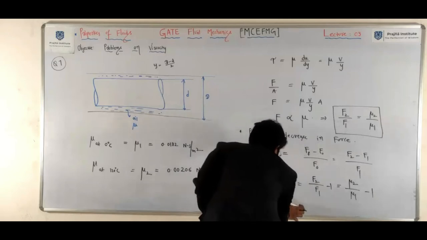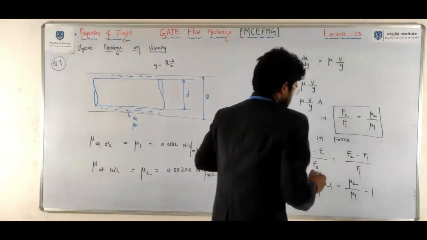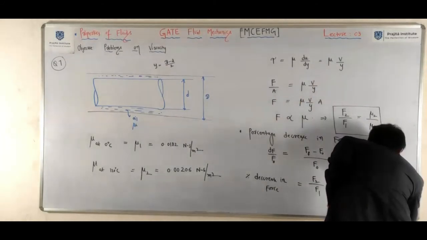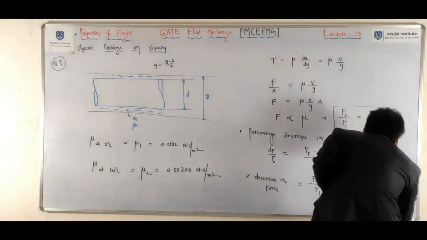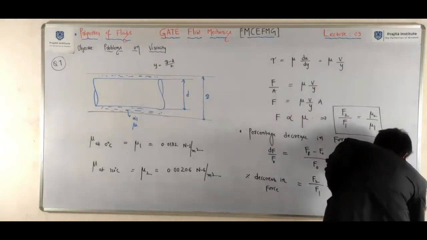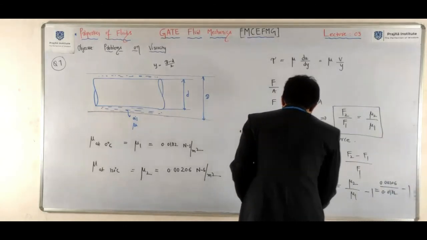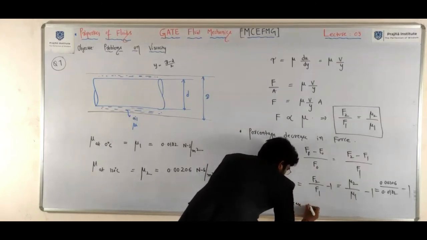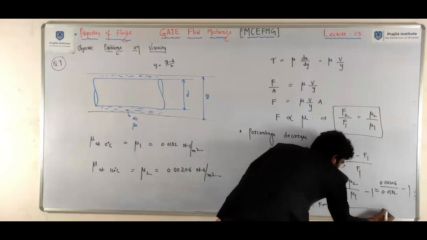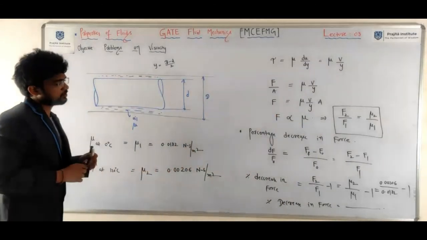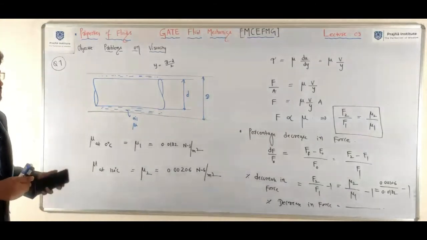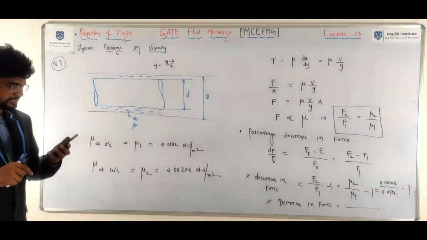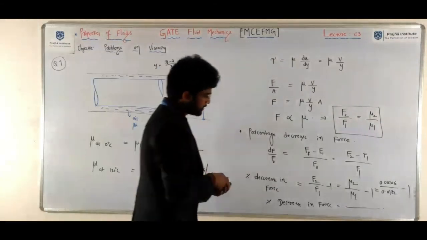Finally, percentage decrease in force is equal to 0.00206 by 0.0182 minus 1. Then you will get the percentage decrease in force. Just calculate and tell me what is the percentage decrease in force. Here you will get 88.68%.